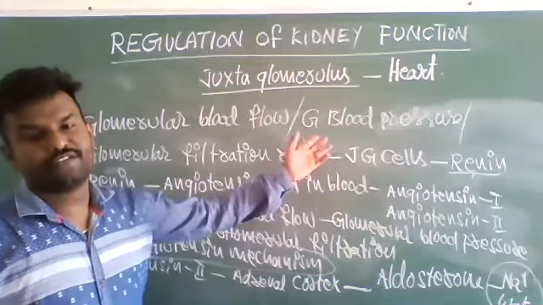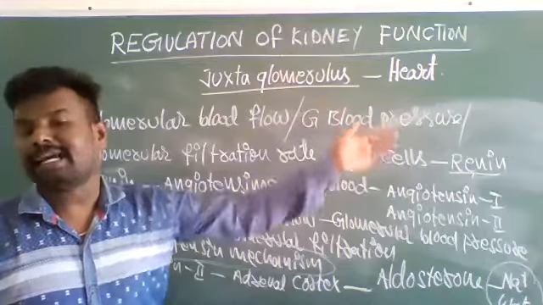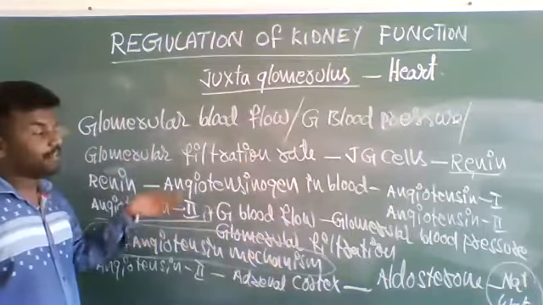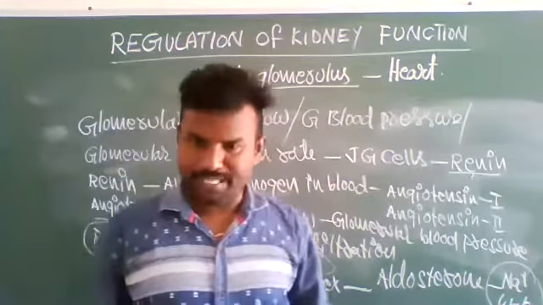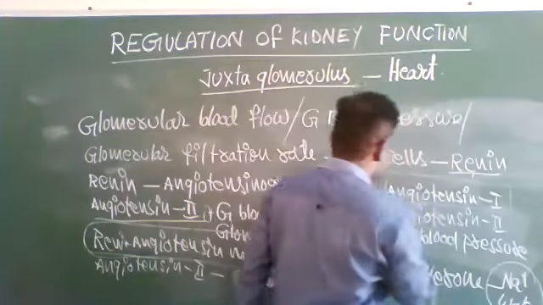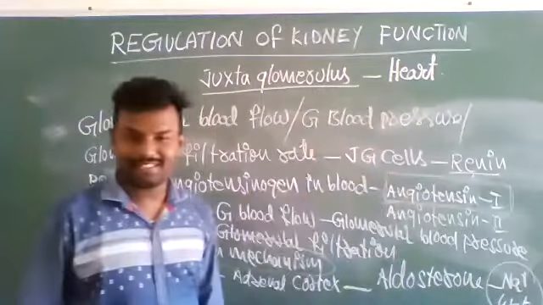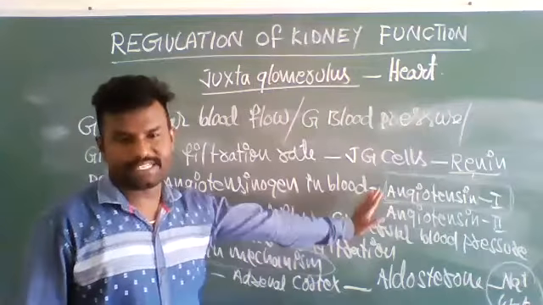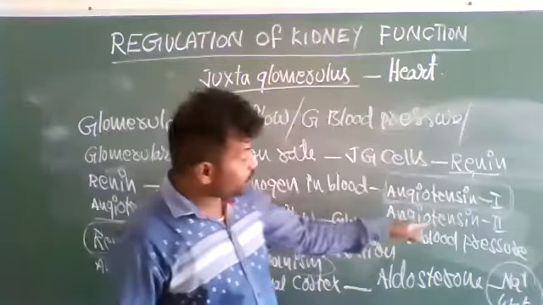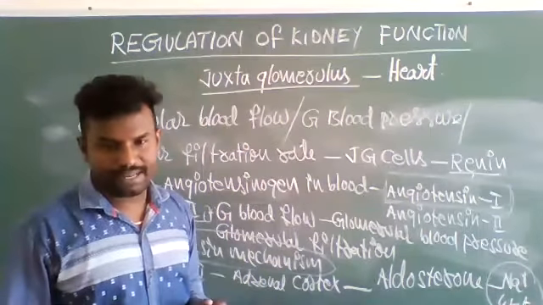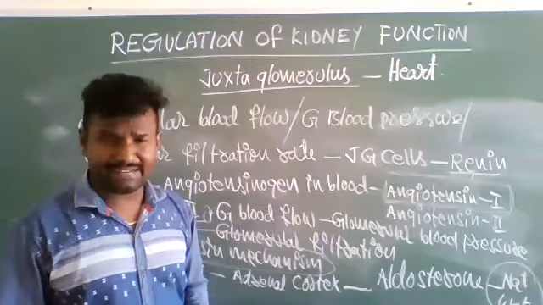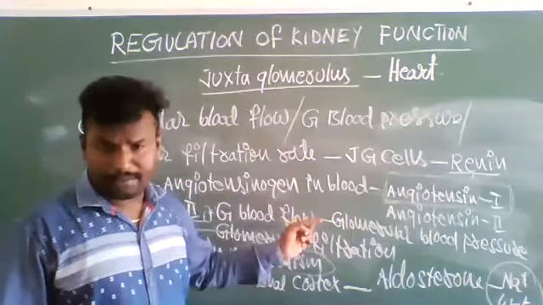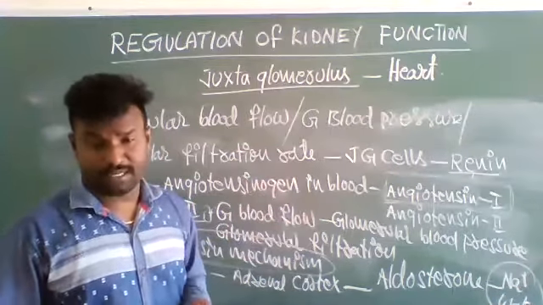a kind of juxtaglomerular cells activate and release a kind of enzyme that is renin. So the renin converts angiotensinogen in blood into angiotensin 1 and angiotensin 2. Angiotensin 1 will not perform any function; it just supports the associated kidney functions. Angiotensin 2 plays a major role. One is it increases the glomerular blood flow. Another is it stimulates the adrenal cortex to release aldosterone. Aldosterone plays a major role in the reabsorption of sodium ion and water from the renal tubules.